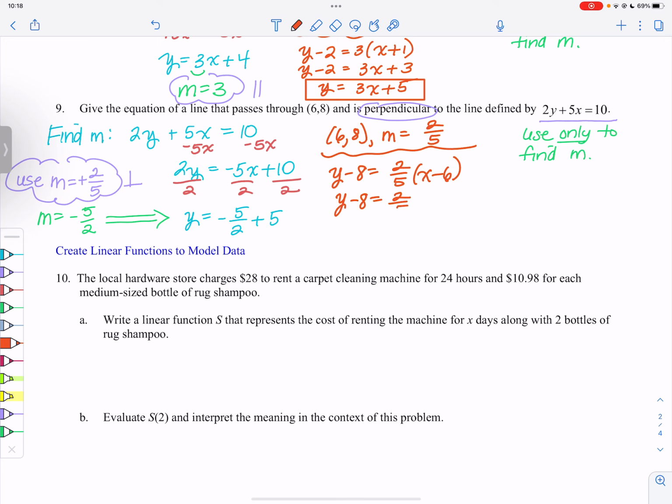We'll distribute that 2/5, and then we'll add 8 to both sides. And negative 12/5 plus 8. So if we add 8 to both of these sides, you will put that in your calculator and you will get 28/5. And that is the equation of the line that is perpendicular to the given line.